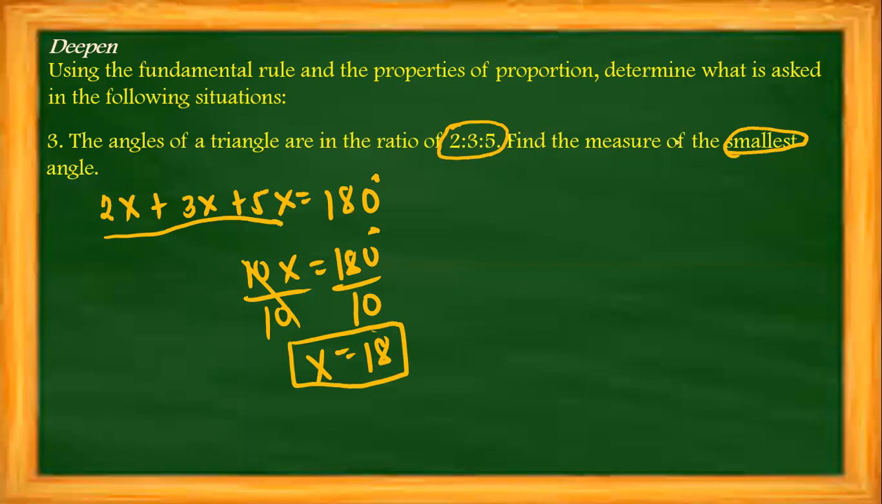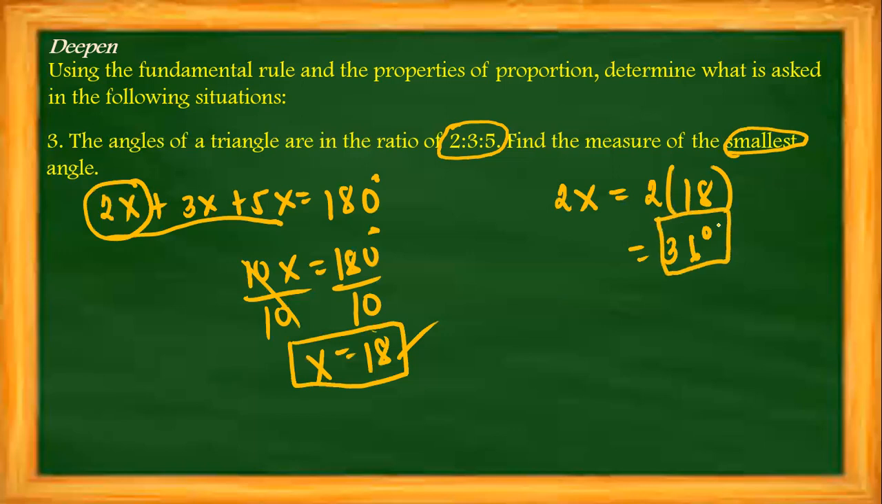All right. Since we are only looking for the smallest angle, we're going to solve only for 2x. So we have 2x is equal to 2 times the value of x. So 2 times 18, the answer is 36 degrees. Therefore, the smallest angle of the triangle is 36 degrees.